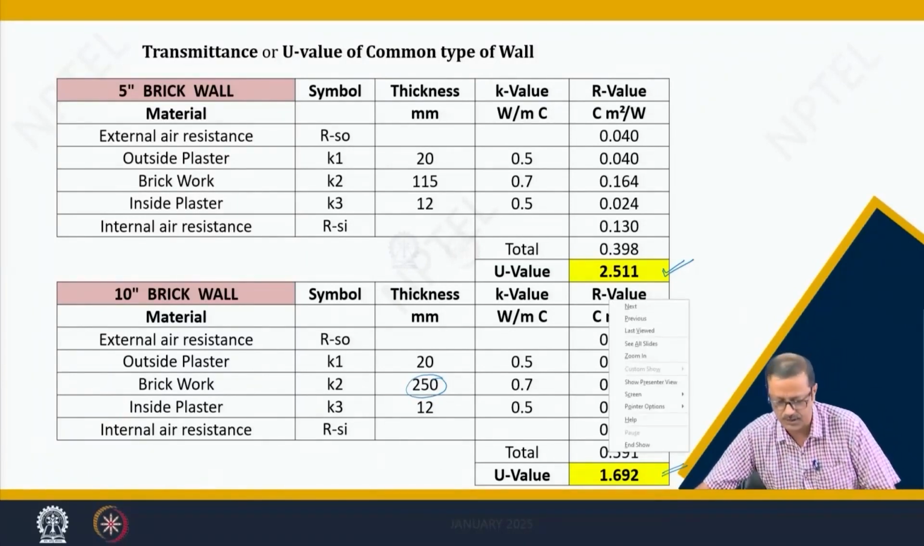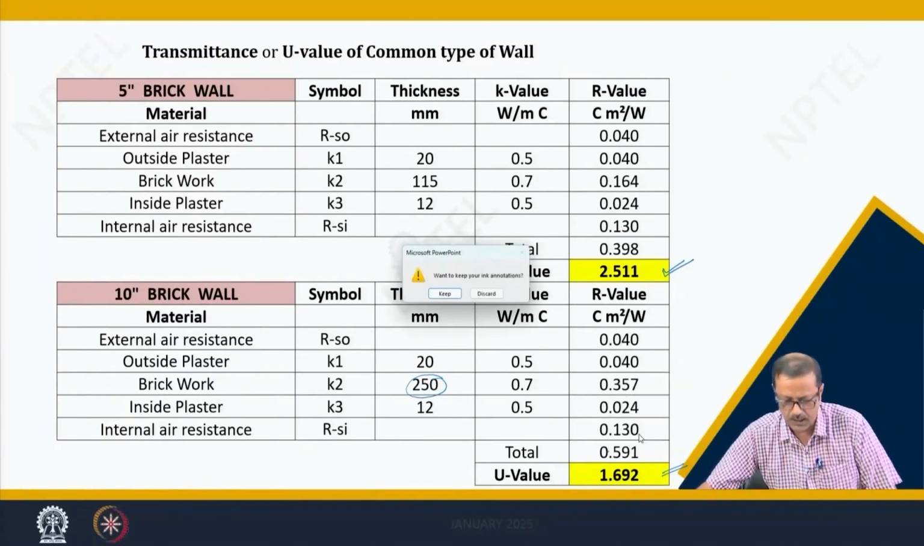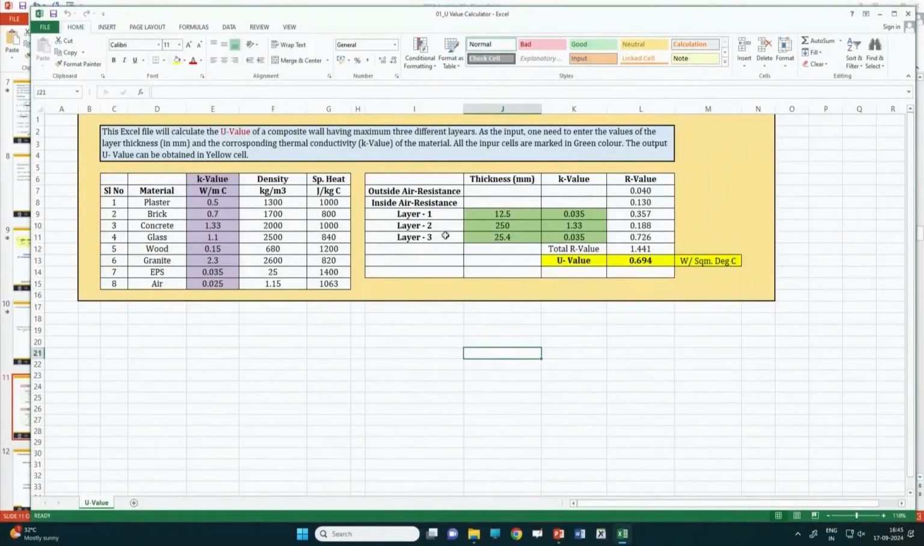So, I have an Excel sheet, I will show you, where I have given 3 layers, and that particular table I have mentioned over here. In this Excel sheet we can calculate the U value of the composite wall. A maximum of 3 different layers can be taken, and the corresponding k value goes in the yellow mark. So, suppose instead of this 0.35, I am going with some kind of plaster.